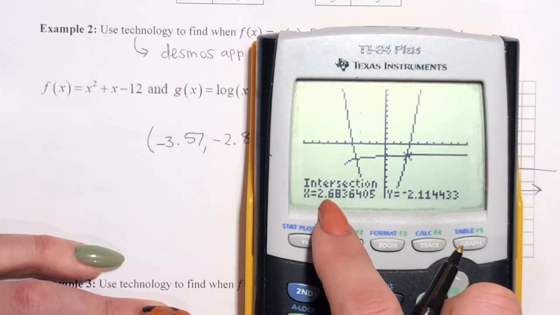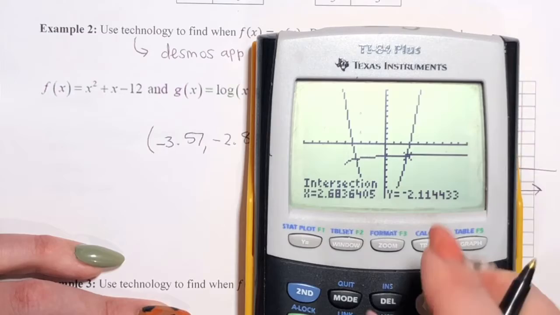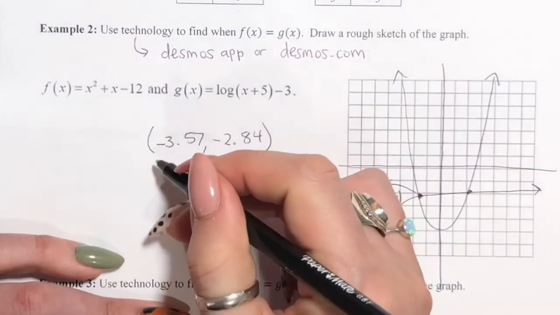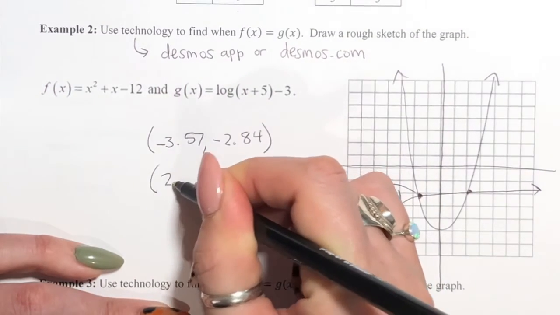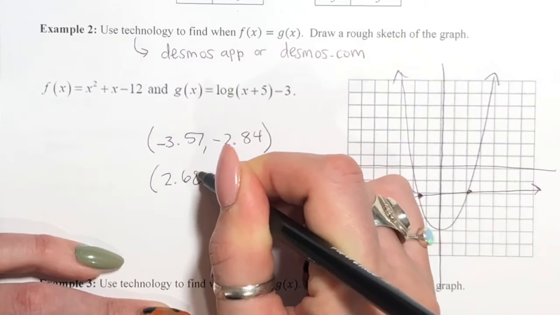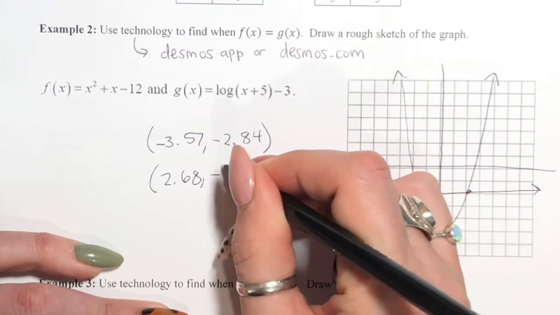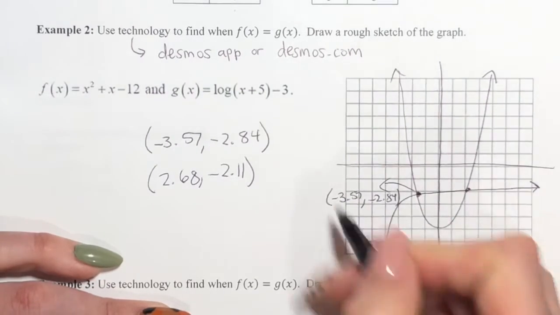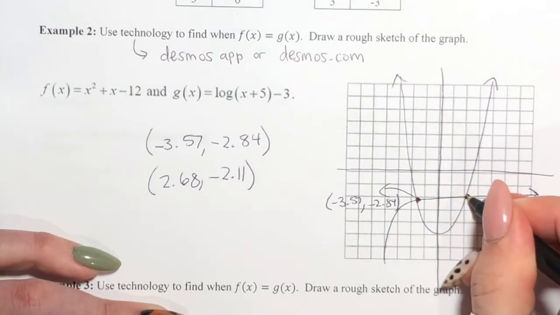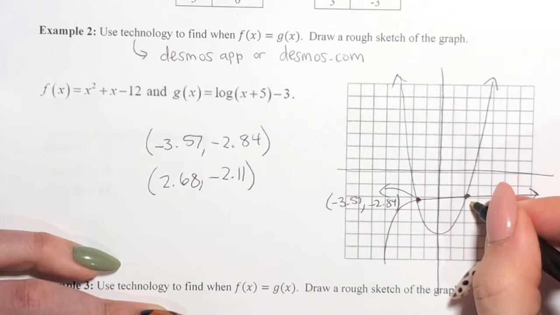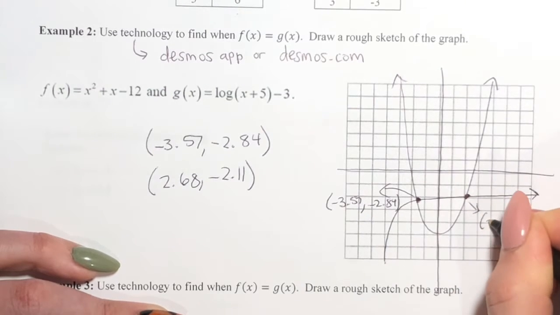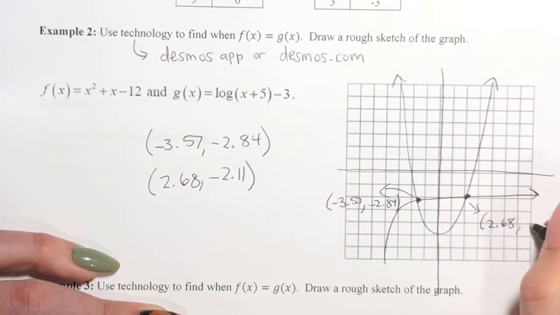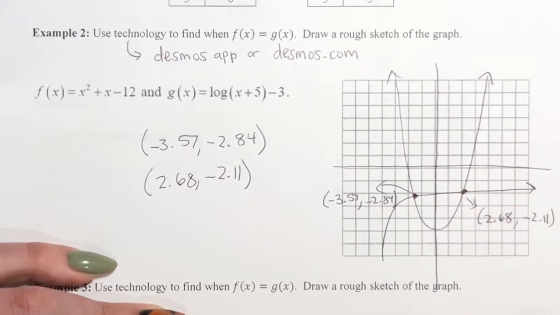So I'm going to do 2.68 and negative 2.11. So that would be our second intersection. So again, sometimes you'll have just one intersection, sometimes you could have 3 intersections, it totally depends on what the graphs look like and what functions you have. So this one is at 2.68 comma negative 2.11. Okay.